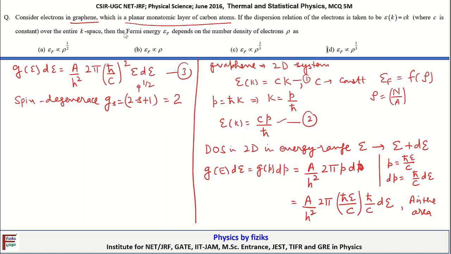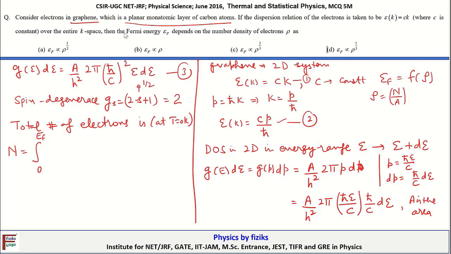Okay, so the total number of electrons in this system at absolute 0 is given by n, that is equal to the integral from 0 to EF. So we need to simply integrate only up to EF. At absolute 0, at T equal to 0 Kelvin, all the electrons will be confined up to the Fermi energy.